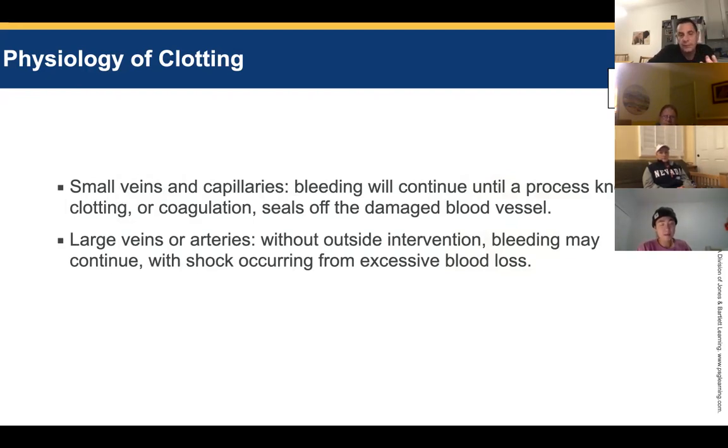Arteries, not going to clot. You're going to have to just keep pressure on it, and you may need to even use a tourniquet. We'll not get into that really tonight. We'll talk about it a little bit later in another slide. So, pretty limited as far as our scope, and direct pressure is our friend, elevation is our friend.